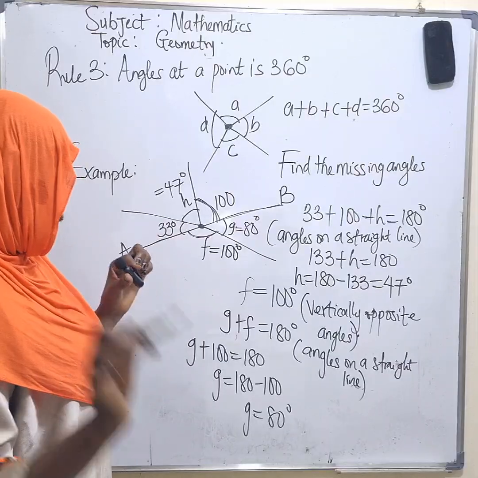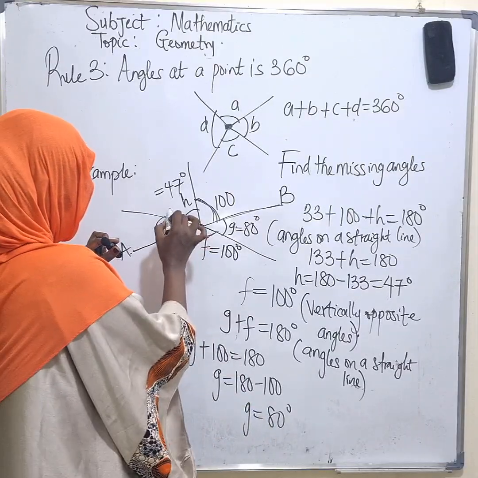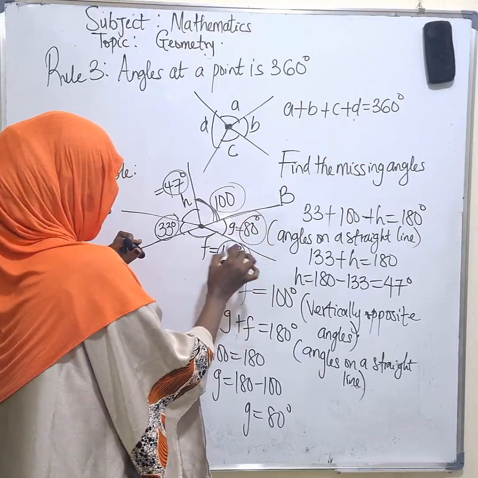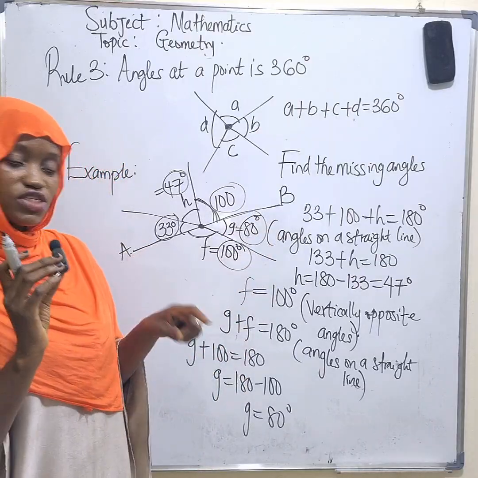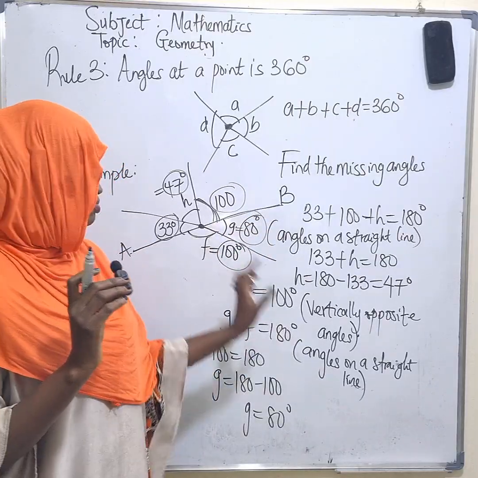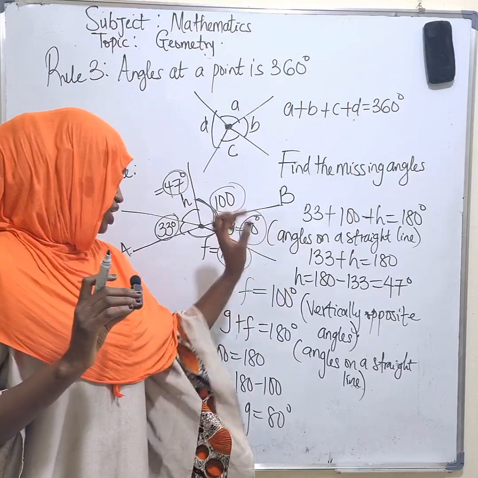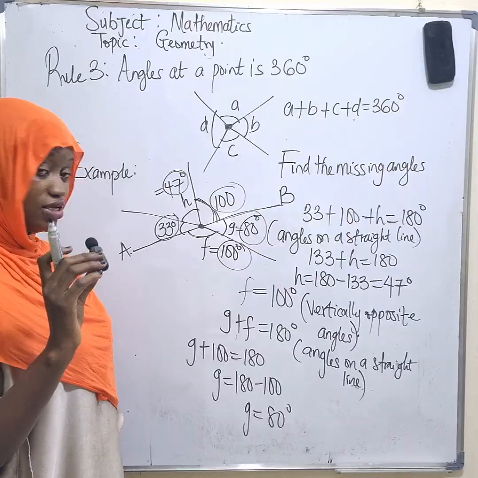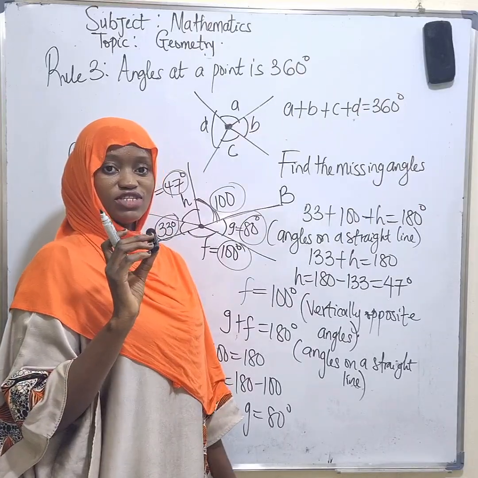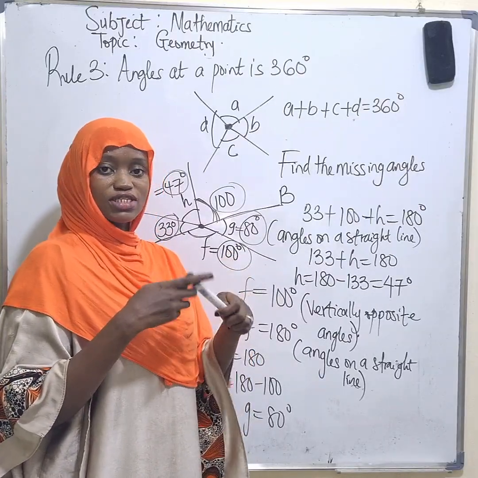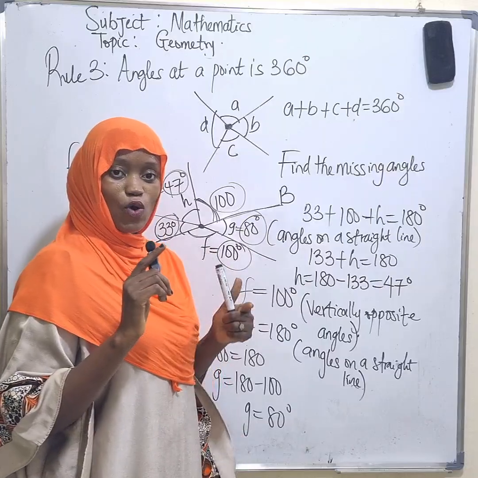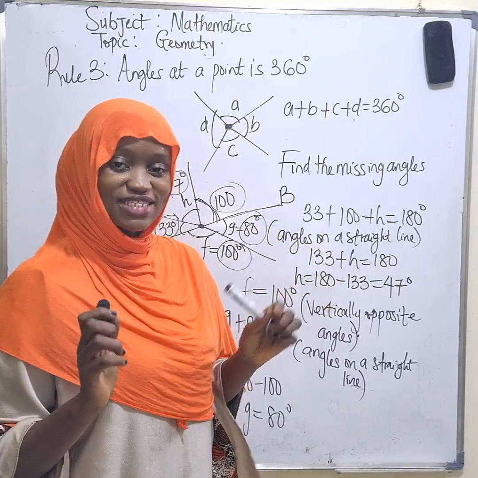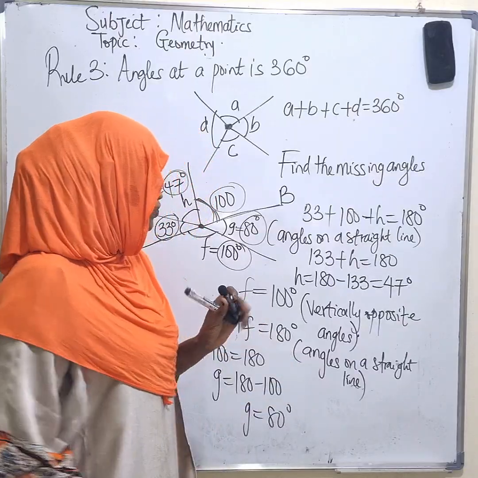If you want to know if our final answer is correct, sum 33 plus 47 plus 100 plus 80 plus another 100 here. If it gives us 360, then that means our solution is correct. Do that and tell me in the chat box. All right, let's do that in 5 seconds. Let me do a countdown. Five, four, three, two, one. It's correct, right? Yes, it's correct. Thank you.